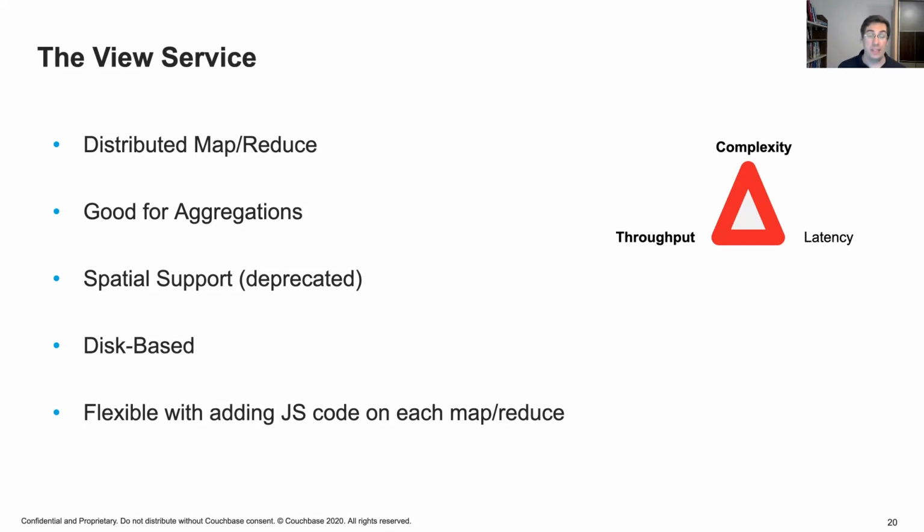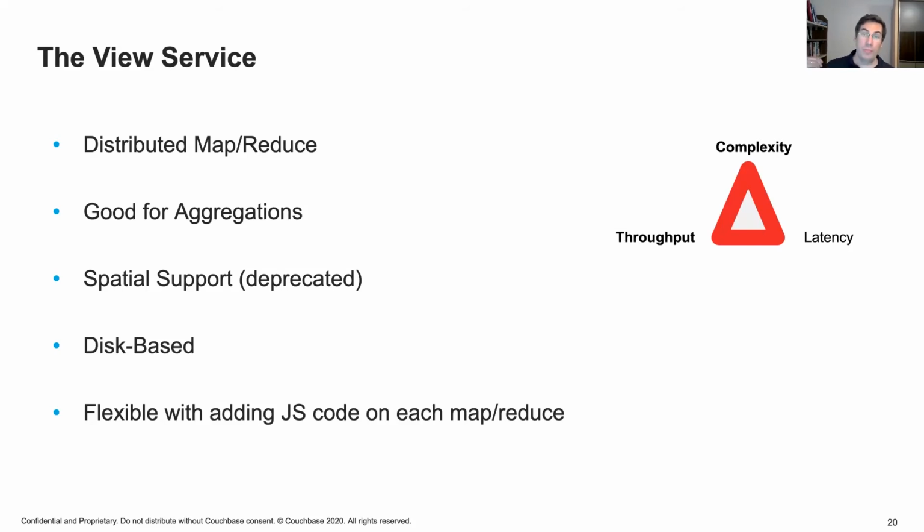What the view service is, it's basically distributed map reduce. So you write a map function, you write a reduce function, and then when data gets changed, the B-tree structure in the background will be updated. And then when you query it, the query operations are actually very efficient and they are scattered throughout the cluster. So it scales very well with the cluster size. It's very good for aggregations. The spatial support is in there but deprecated. But one of the main downsides of it is it's disk-based. That's why, especially performance-wise, the in-memory indexes that are coming with N1QL for most use cases are much faster than what you can do with the view service.